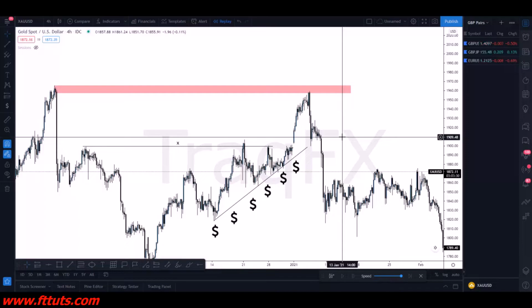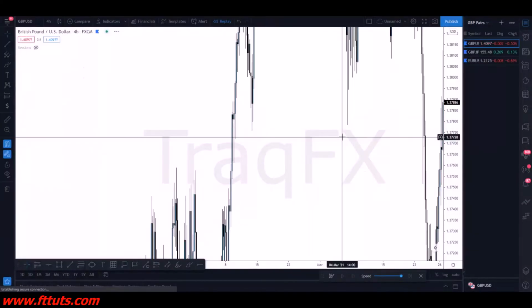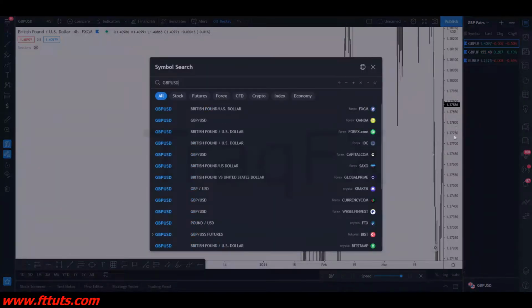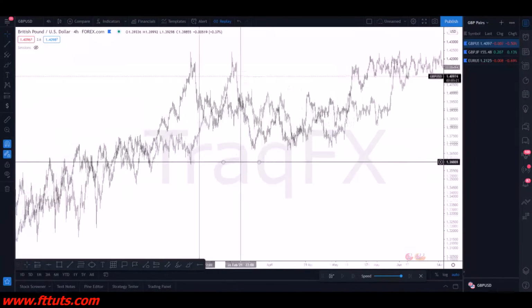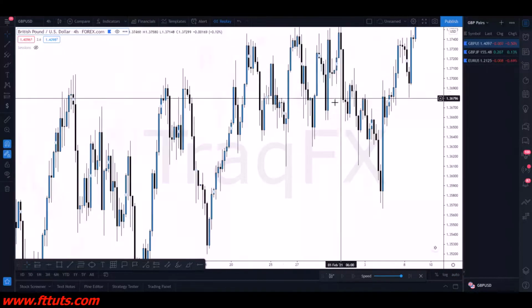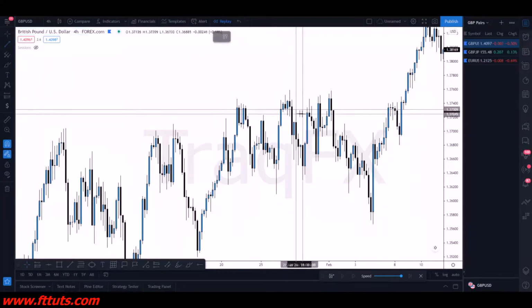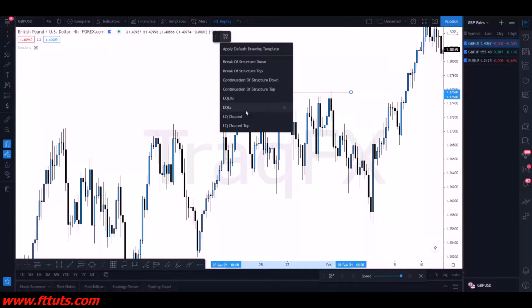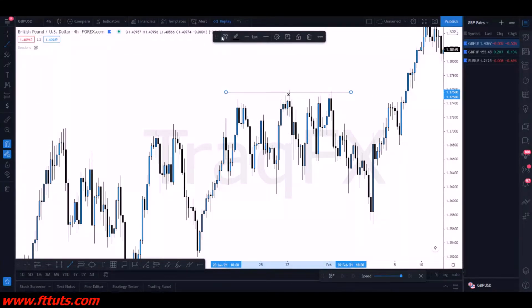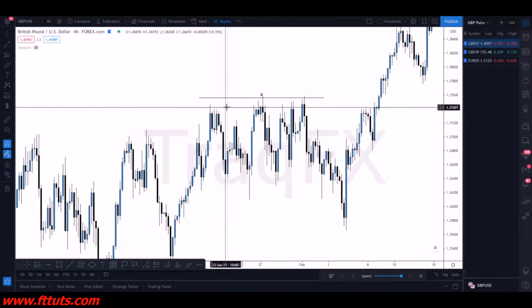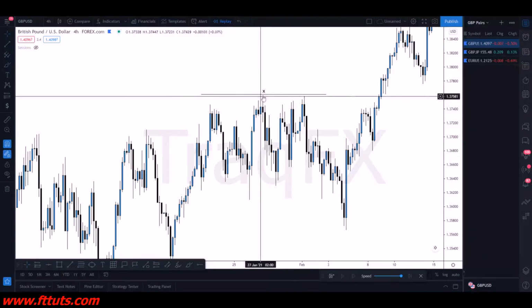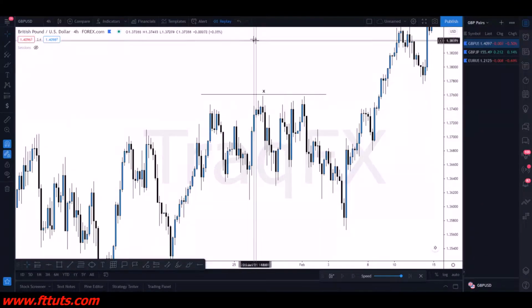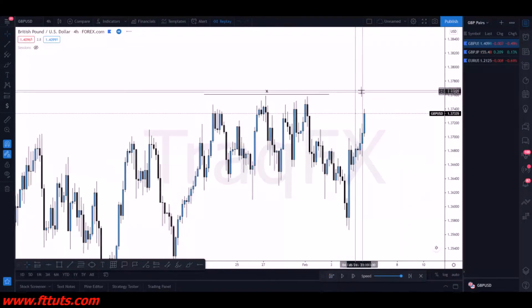Let's go to GBP USD. Let's go to a new chart on GBP USD right here. Boom, delete everything. So right here, perfect example. We have this level of resistance over here getting tested multiple times. Liquidity top. We have a test over here, another test over here, a test over here, and a test over here. That means that there's money resting above that the banks are gonna have to go and take.